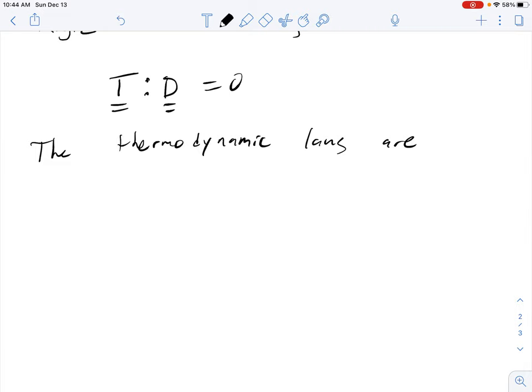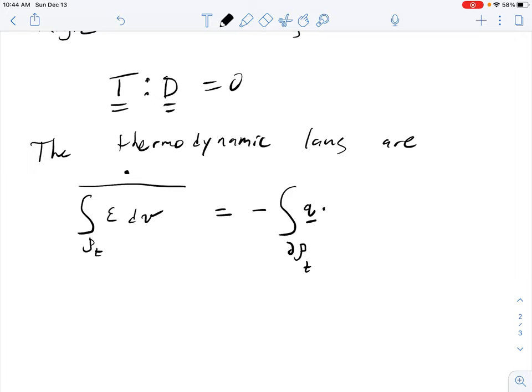The first, and we'll do them in integral form first. The integral over a spatial region convecting with the body of epsilon dV. We can get rid of the rho because it's constant, but then you recognize that it's per unit mass still at the end. That is equal to minus the integral over the boundary of q dot n dA plus the integral over the volume of Q dV.